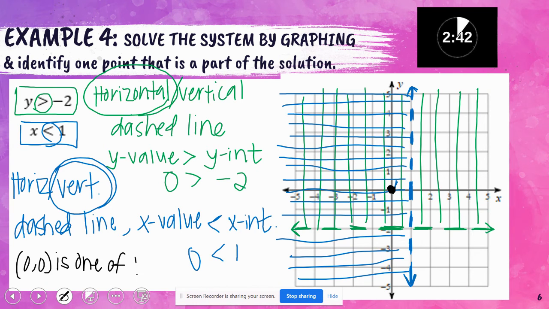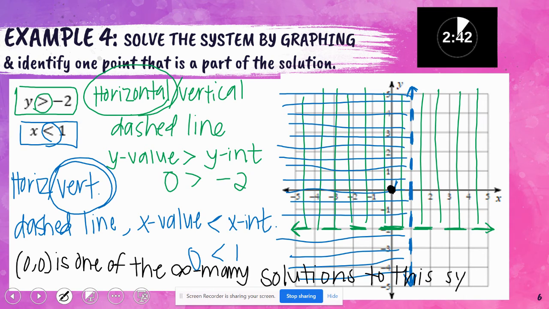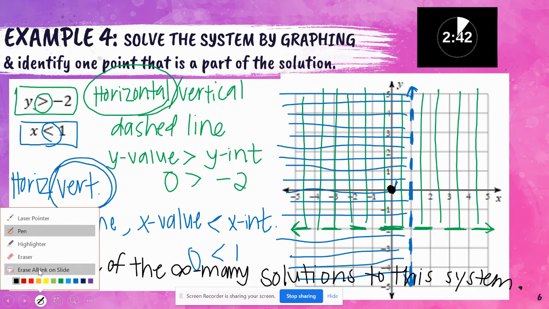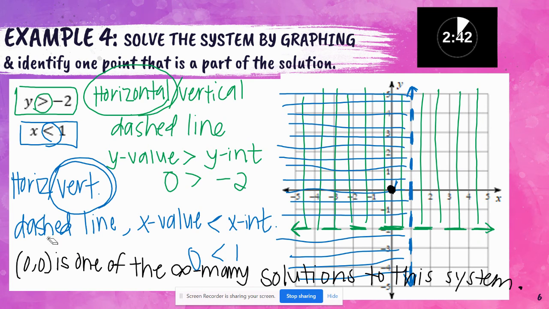One of the infinitely many solutions, as a matter of fact, to this system. So 0, 0 is one of the infinitely many solutions to the system. Again, since there's infinitely many, you and the person sitting next to you may have different ideas on which value to choose.